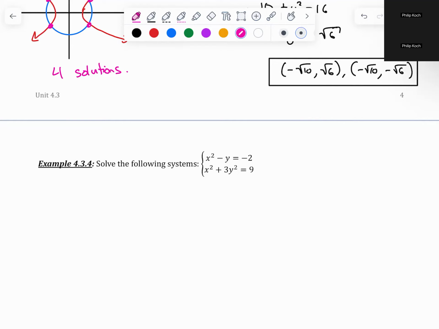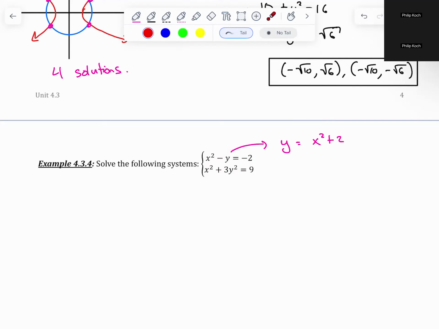It's not wrong to do it the other way though. If we want to do substitution, you can just as easily make y equal to x squared plus 2. Bring the y to the right-hand side, bring the 2 over, and you've got y equals x squared plus 2. That will work. That will be fine.